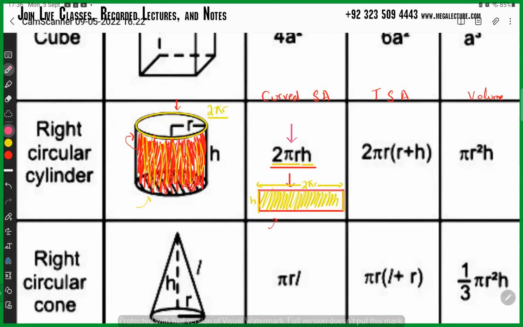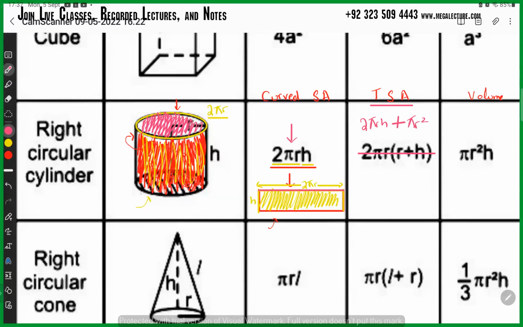Now, if I talk about the total surface area, other than this, I should also include this part and the base of the can. So let's forget this formula and make up our own formula. Total surface area is going to be 2 pi r h, because total surface area includes all the surface area. It would be the curved surface area plus the area of the top and the bottom. What is the area of a circle? The area of a circle is pi r squared.